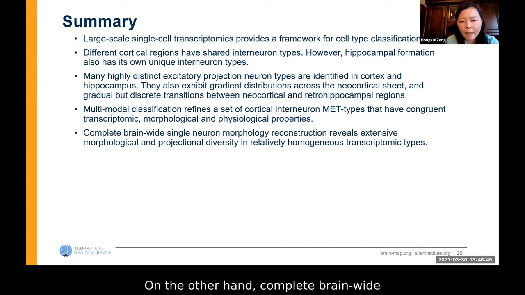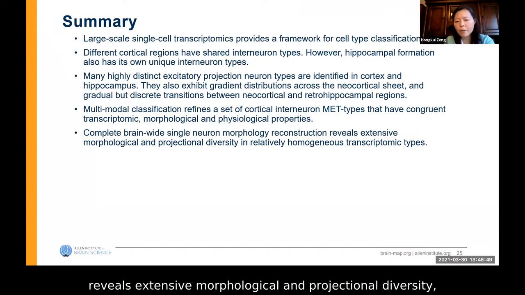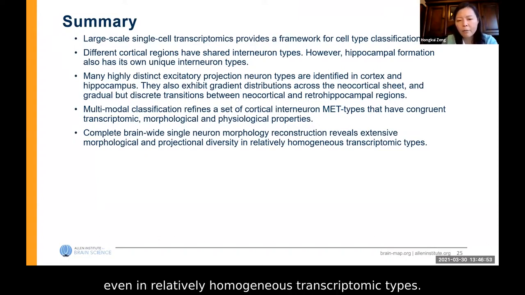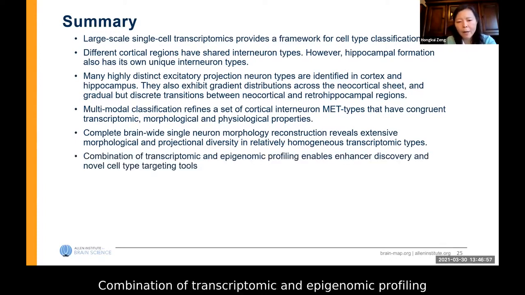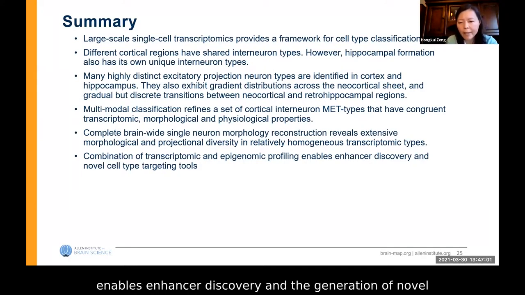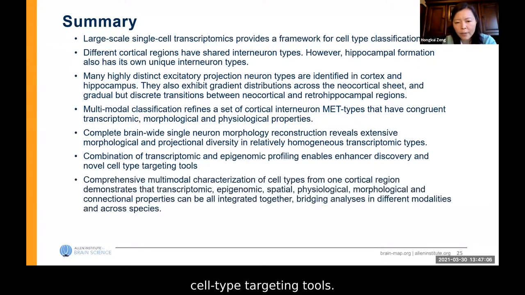On the other hand, the complete brain-wide single neuron morphology reconstruction reveals extensive morphological and projectional diversity even in relatively homogeneous transcriptomic types. The combination of transcriptomic and epigenomic profiling enables the enhanced discovery and generation of novel cell type targeting tools.